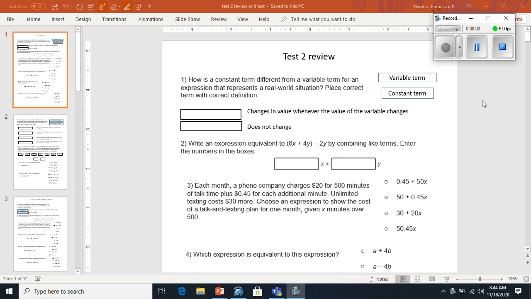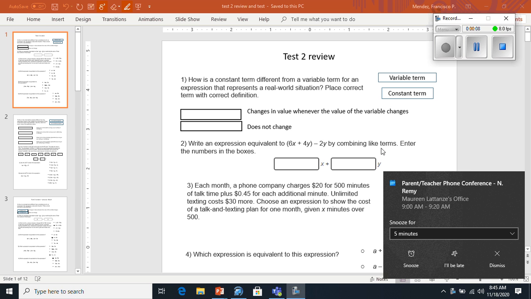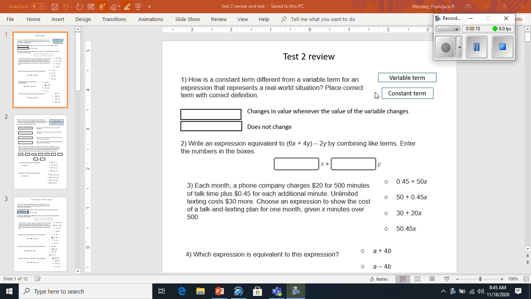All right, everybody, today we're going to be going over the test review. I'm going to work through all the problems, and I'm going to go ahead and explain each problem so you'll understand what to do during the test.